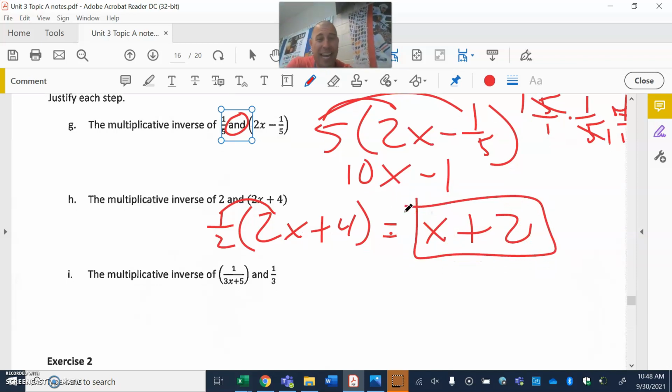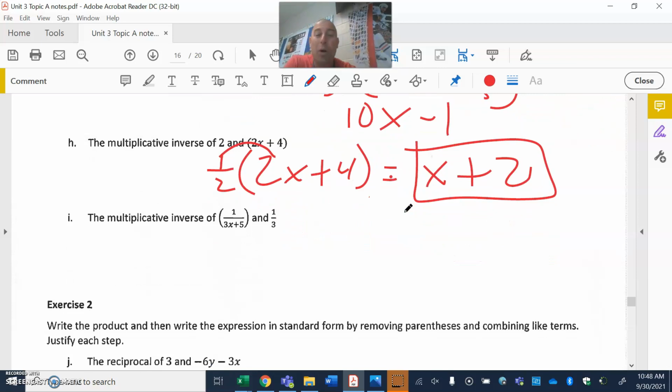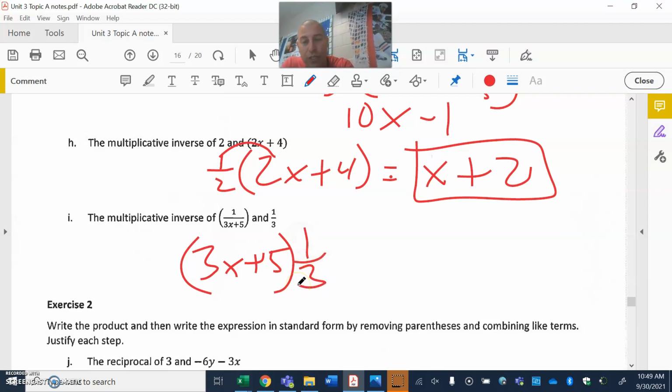Let's go to I. It looks nasty. It looks bad, but watch. Multiplicative inverse of, flip it, people. Flip it. So it's 3x plus 5. And we're going to multiply all of that by 1/3. Now, here's the thing. When we multiply, we're used to always seeing that number out in front and not at the tail end. I can leave it here. I can put it right up against it and just realize I've got to multiply to everyone. But for a lot of you, that's going to frustrate you because it's not how we normally write things out.